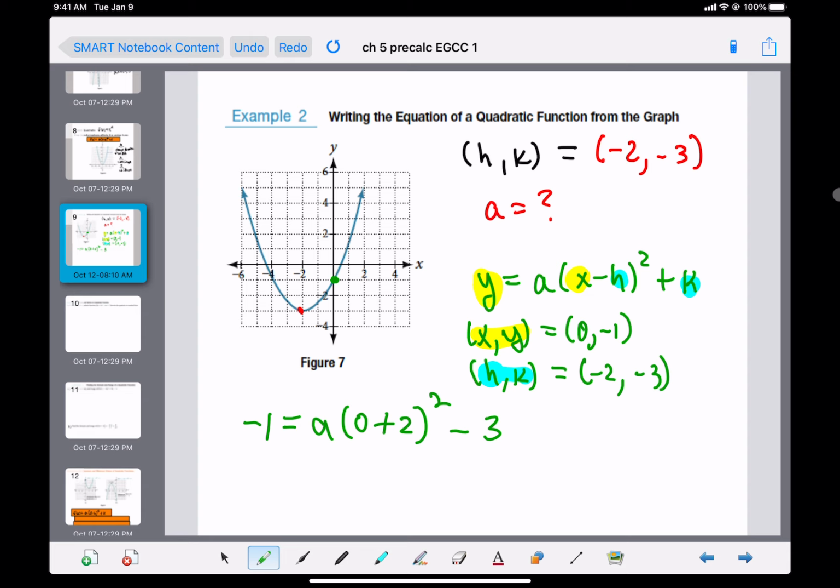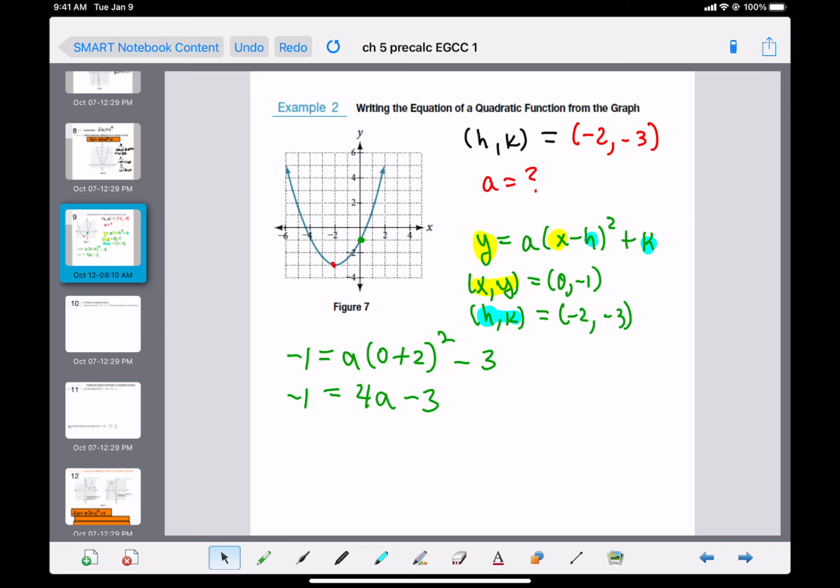Okay. So now it's just an algebraic equation. 0 + 2 = 2. When you square it, you get 4. Solve this for a. You know how to solve equations. Just solve it. So let's add 3 to both sides. So that's going to be 2 equals 4a. Let's divide by 4. a is 2 divided by 4, or 1/2.